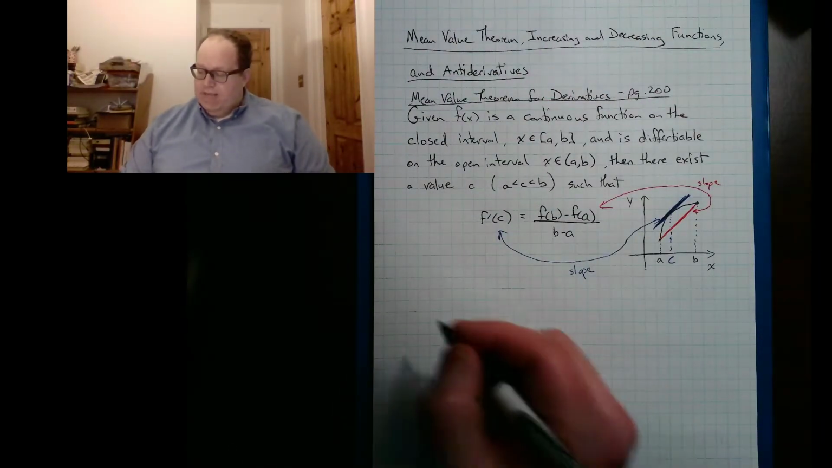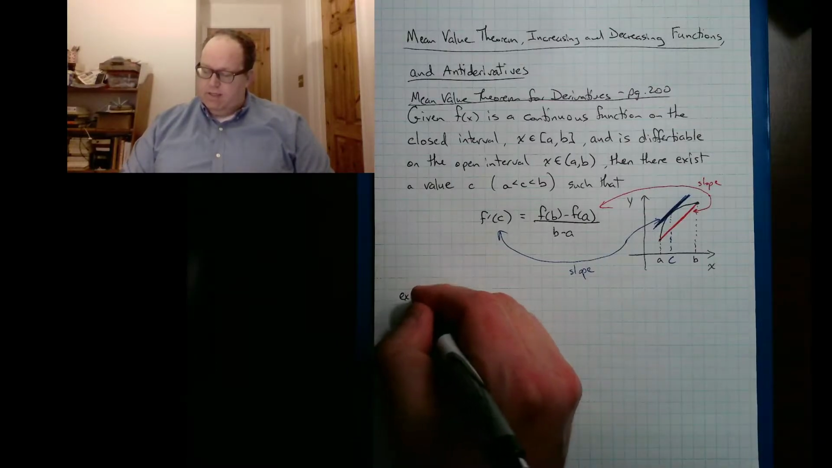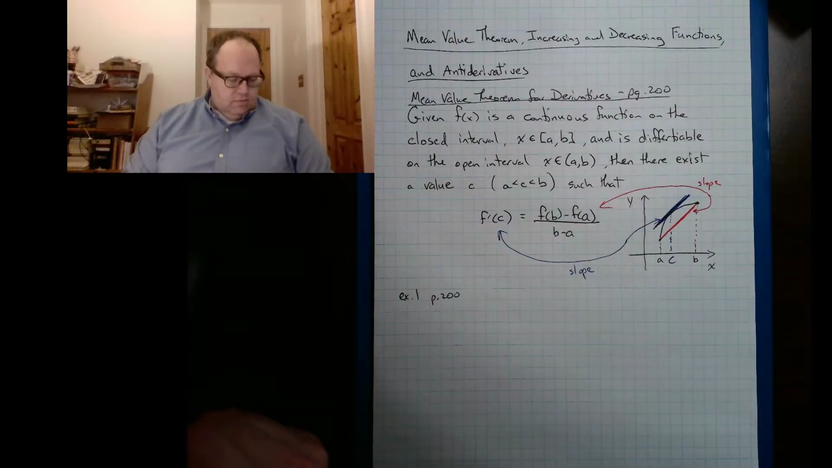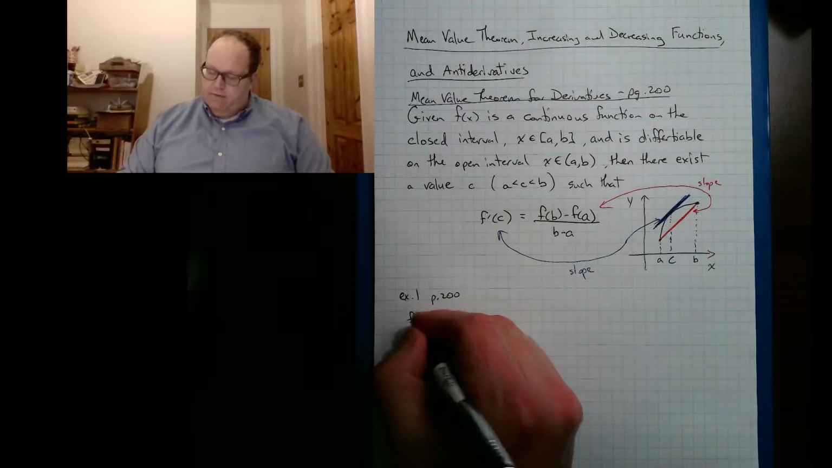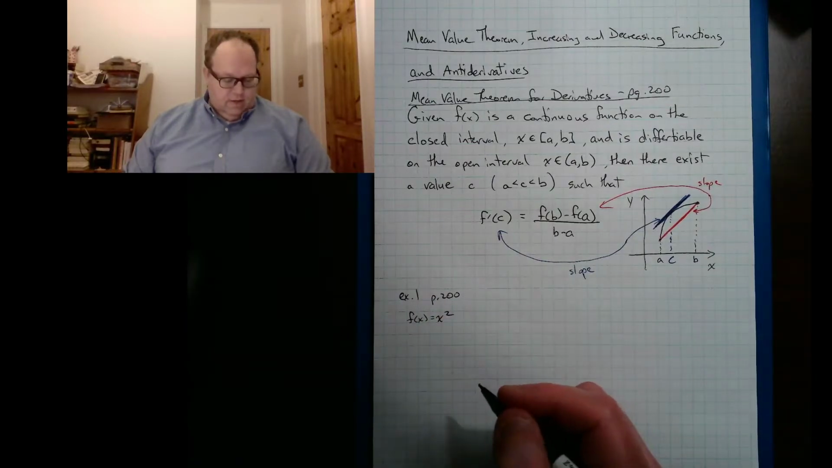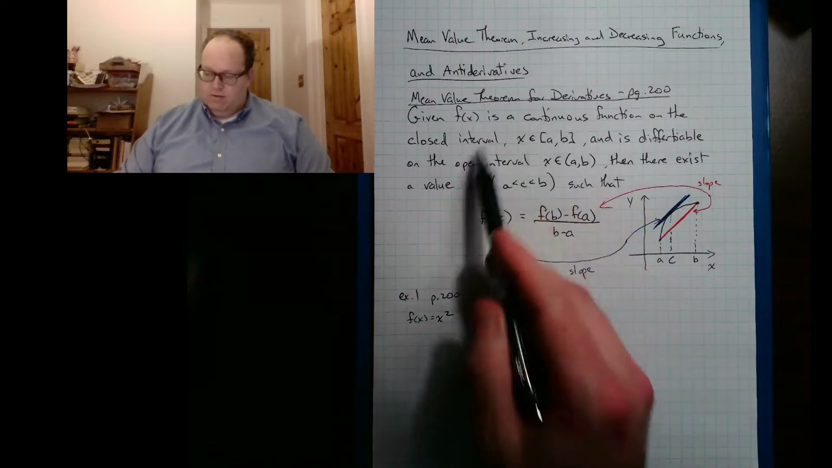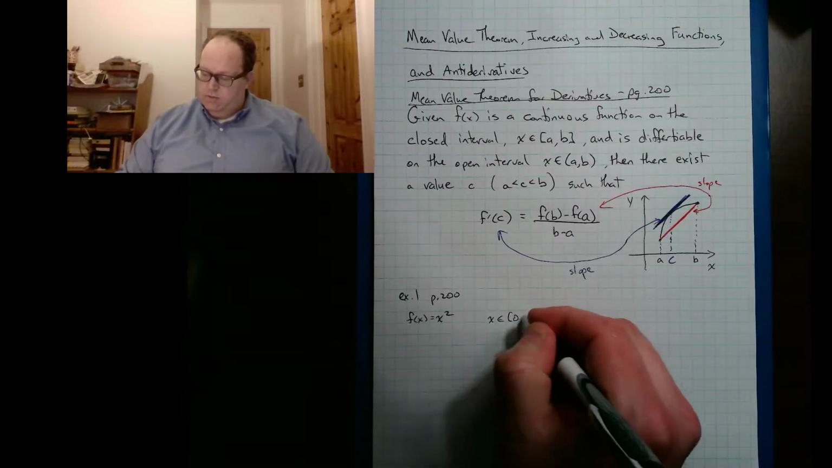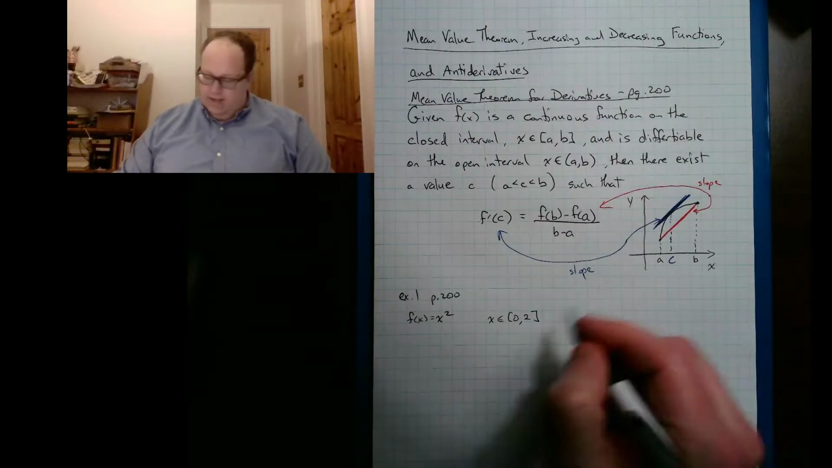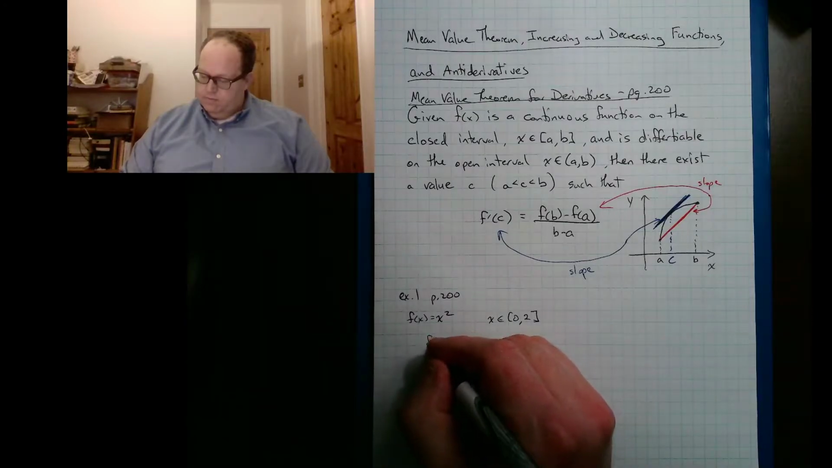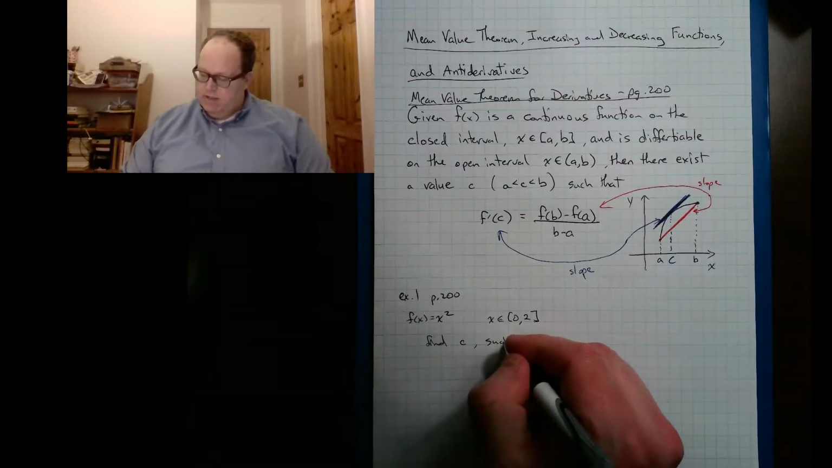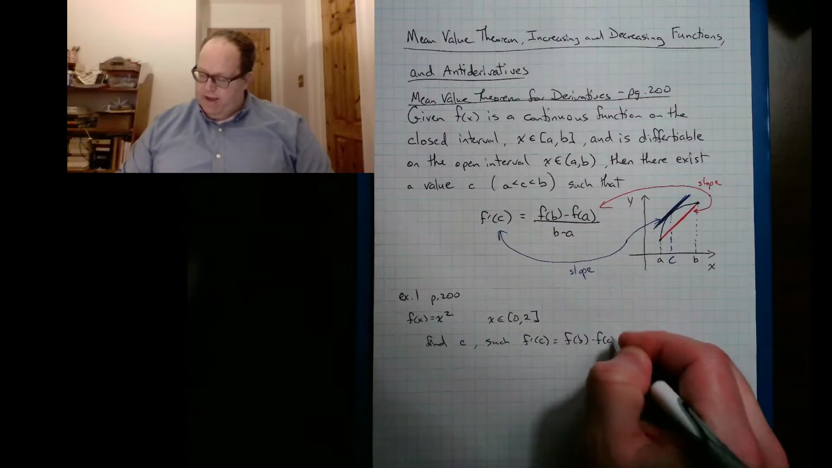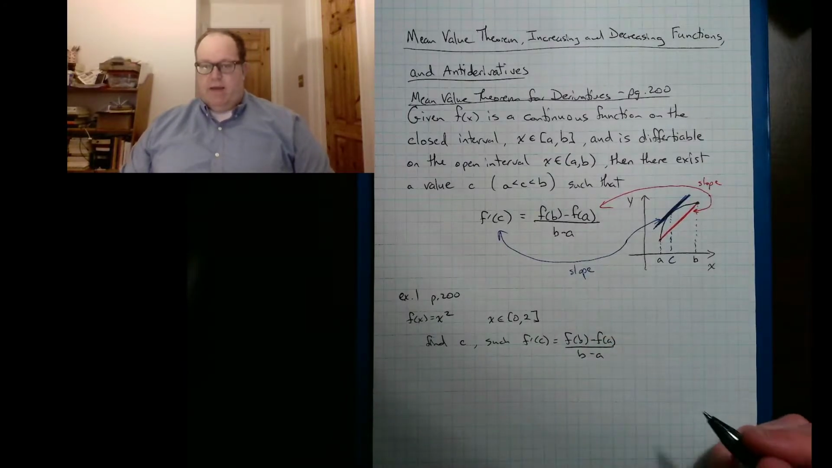So, a bit of an example of working with that. This is example 1 off of page 200 as well. At least that's where it starts out. Show that the function f of x equals x squared satisfies the hypothesis of the mean value theorem on the interval between 0 and 2, and then find c such that f prime at c equals f of b minus f of a over b minus a.